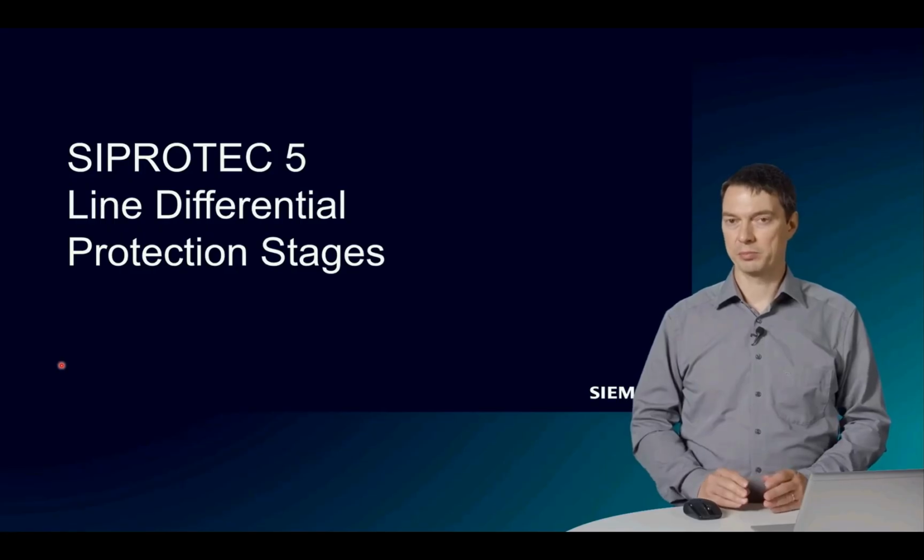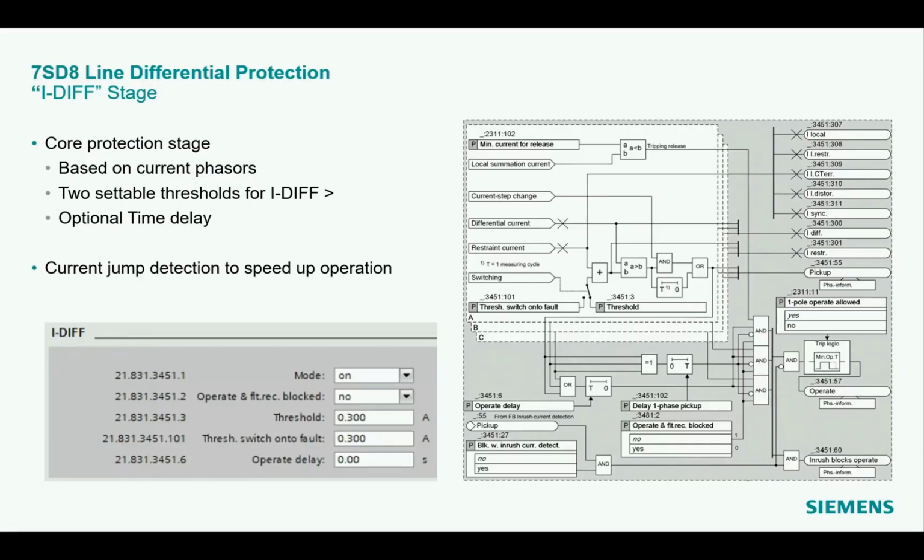The last part of this presentation is about CPROTEC 5 line differential protection stages. First, look at the logic diagram for the core protection stage EDIF. As already presented, the EDIF stage works with the full cycle current phasors. The differential current as well as the restraining current are calculated and evaluated.